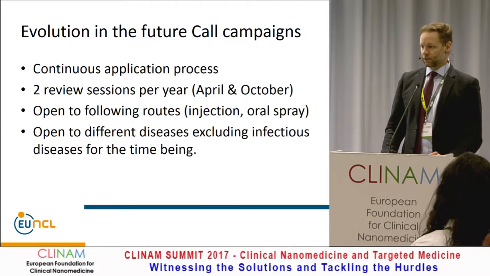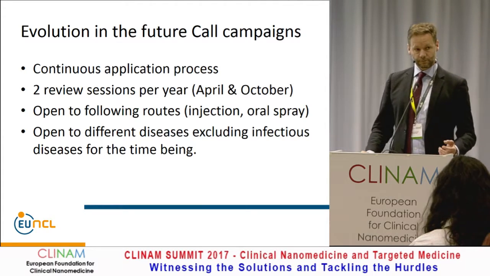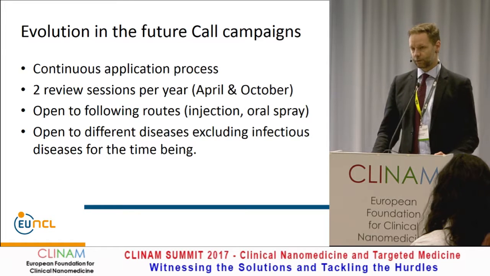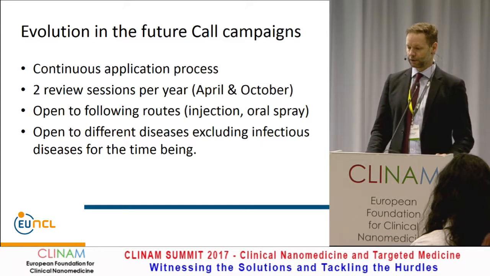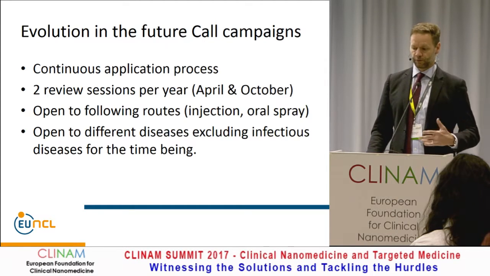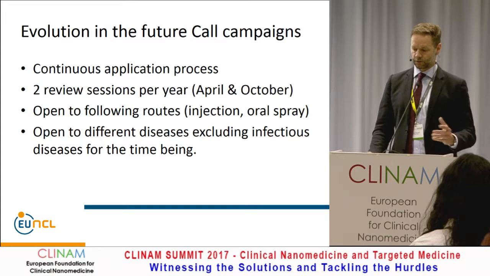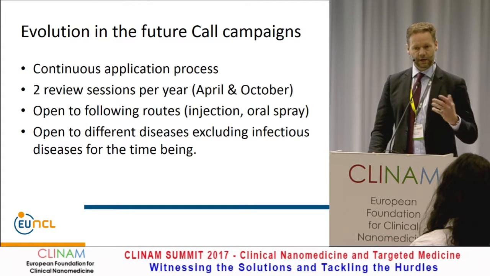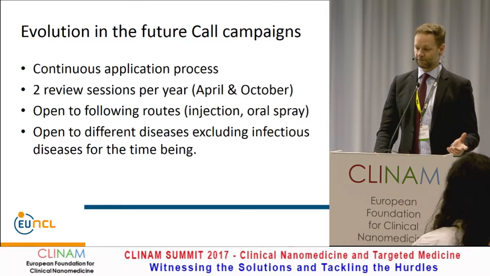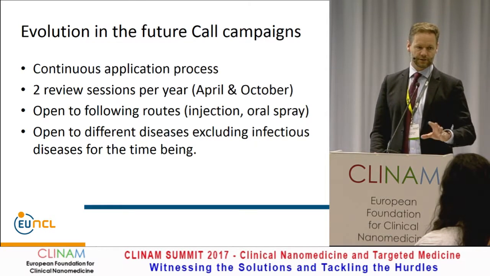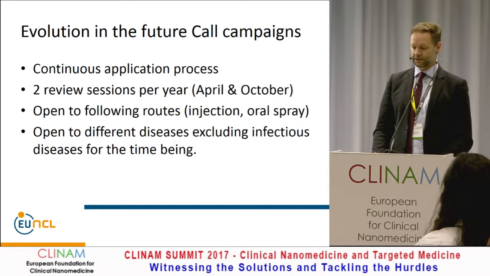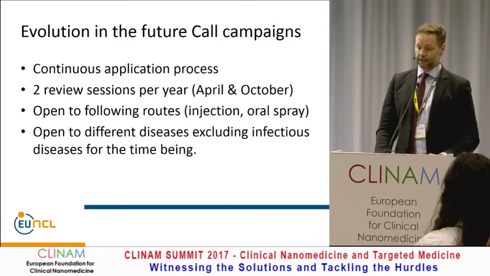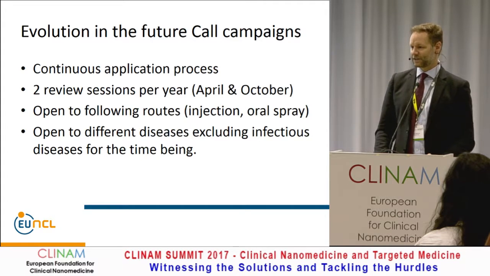Globally, EUNCL has also evolved in its application process. We are now in a continuous application process with 2 review sessions, basically April and October. We are open to the following routes: injection and oral spray, as well as per os. We are now open to different diseases, excluding for the time being infectious disease, because the animal models in this case are quite different. So we have to figure out if we will be able to develop these assays for infectious disease. And as I just mentioned, we have an Alzheimer's disease application, which is quite new because most of the applications are focusing on cancer.